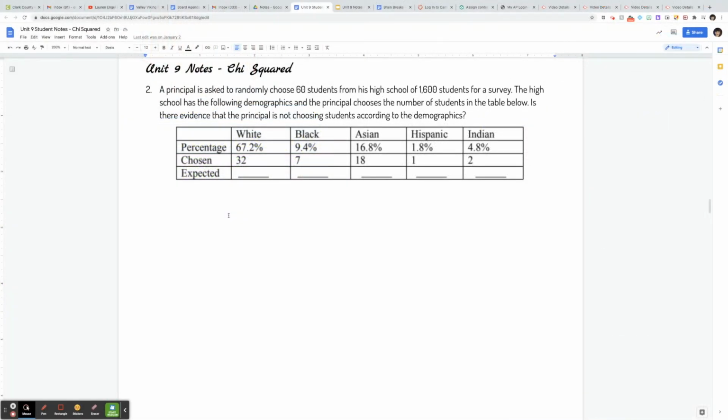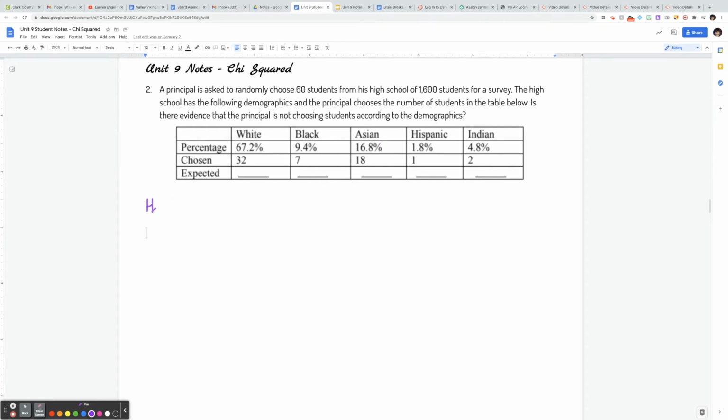All right, y'all. So here is another example for you of a chi-squared goodness of fit test. Okay, so I'm going to work this through all the way for you from start to finish. All right, so just remember for these types of tests, you don't really need the parameter step because you're going to state it in the hypotheses. Okay, so this test that we're looking at here is a principal choosing students for a survey, and we're trying to figure out if there is evidence that the principal is not choosing students according to these demographics.